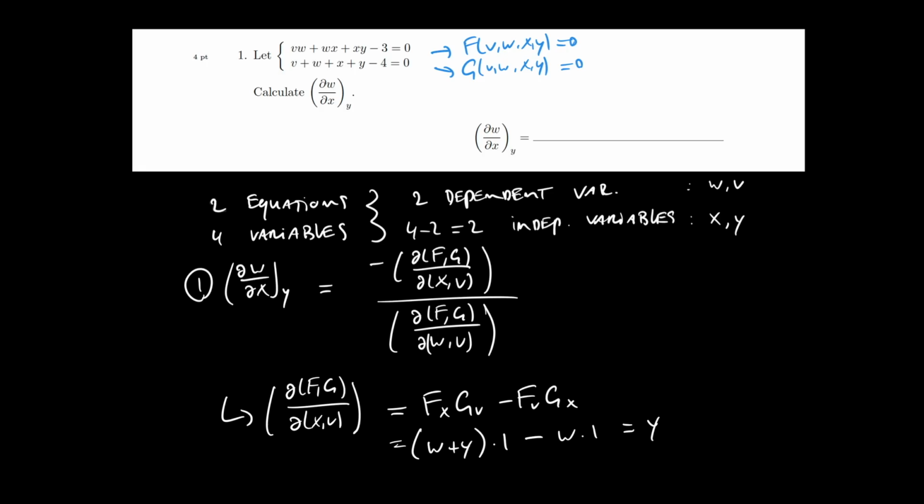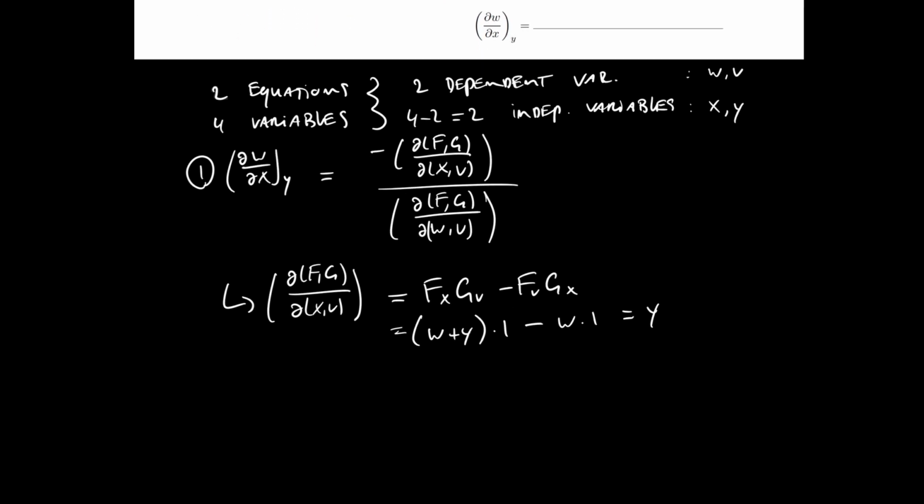All right, so let's do the same thing for the other Jacobian, the Jacobian of f, g with respect to w, v.